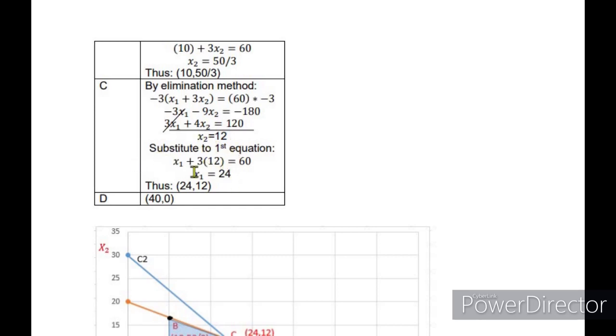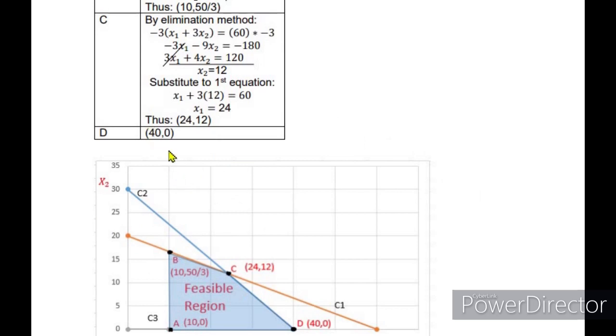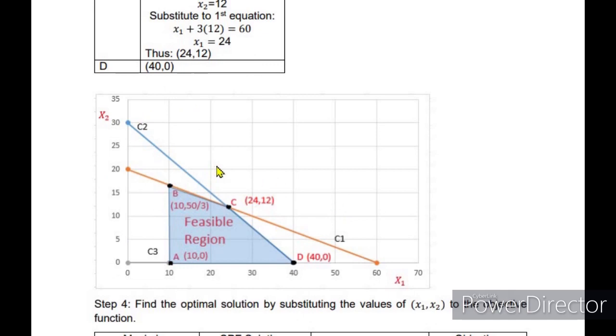So now just substitute the x sub 2 to the first equation. So you get the x sub 1 of 24. So you have these coordinates in the intersection, which is 24 and 12. And for point D, it is here. It is 40 x sub 1 and 0 x sub 2. So here the graph is labeled with the coordinates.